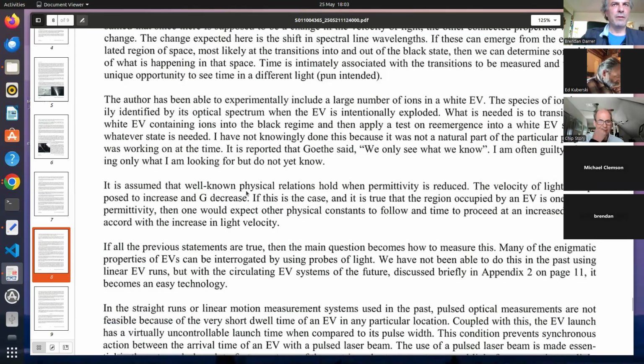It is assumed that well-known physical relations hold when permittivity is reduced. The velocity of light is supposed to increase and g decrease. If this is the case, and it is true that the region occupied by the EV is one of low permittivity, then one could expect other physical constants to follow and time to proceed at an increased rate in accord with the increase in light velocity.